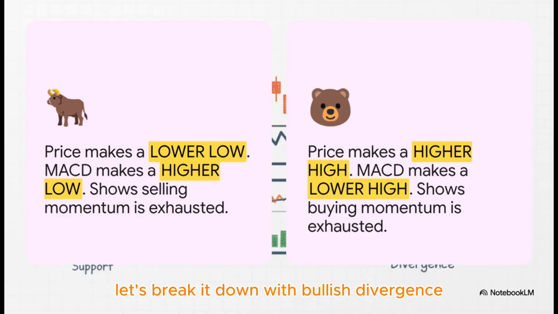Okay, let's break it down. With bullish divergence, the price makes a lower low. But look at the MACD, it makes a higher low. That tells you the sellers are getting tired. Bearish divergence is the flip side. Price makes a higher high, but the MACD makes a lower high. That's your clue that the buyers are running out of steam.